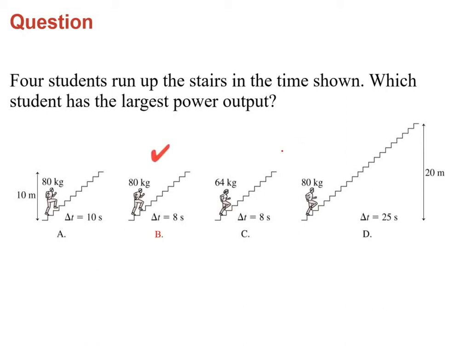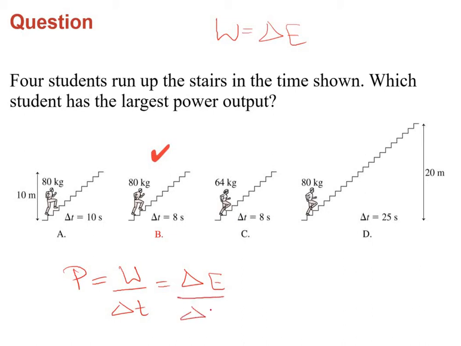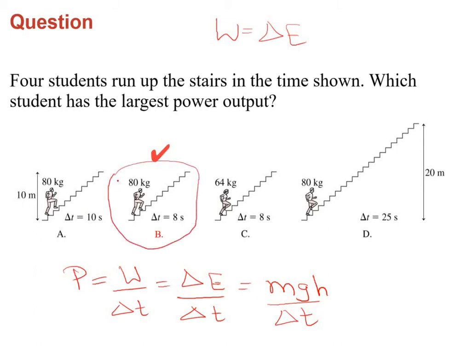So the answer is B. Now, power is again the work done divided by the time, or it's also written as delta E over delta t, because the work is also given by the change in the energy of a system. When the student goes up to a height and stops, the overall change in the energy of the student is mgh, and then that's divided by delta t. If you plug in the numbers, the mass, g as 9.8 meters per second squared, and h, you'll see that this student has the maximum value for power.